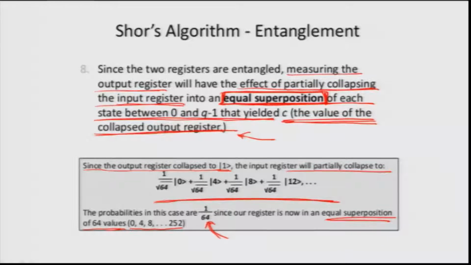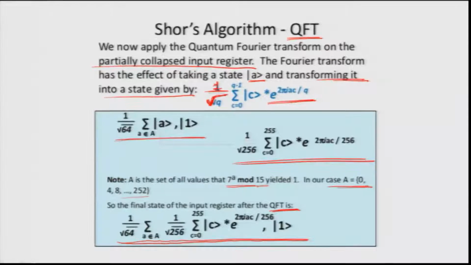Right. Now, with this we cannot go further, because if we have equal superposition now, we do not have a way of going forward to find periodicity or other things in a quantum register. We have to do something more, and that is the part where we apply the quantum Fourier transform. Once we apply the quantum Fourier transform on the partially collapsed input register, the Fourier transform has the effect of taking a state and transforming it into a state which has the periodicity sitting in there, which makes the input set no longer equivalent. That is the most important part here.